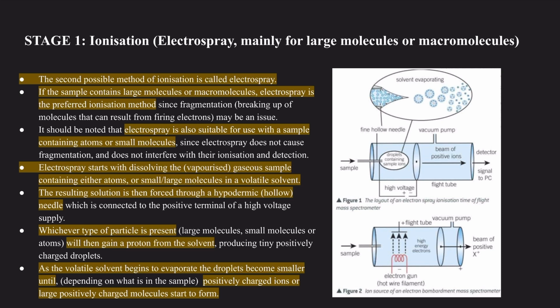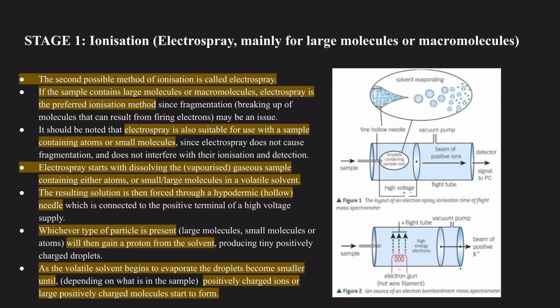So it should be noted that electrospray is also suitable for use with a sample containing atoms or small molecules, since electrospray does not cause fragmentation and does not interfere with ionization and detection. And the reason why it doesn't cause fragmentation is because, with small molecules or single atoms, it's really hard to cause them to break down into even smaller molecules due to their smaller size. So fragmentation isn't really an issue to begin with for small molecules or single atoms.